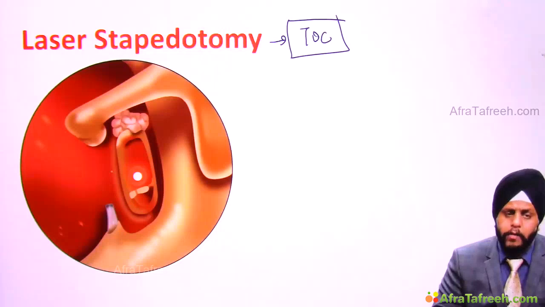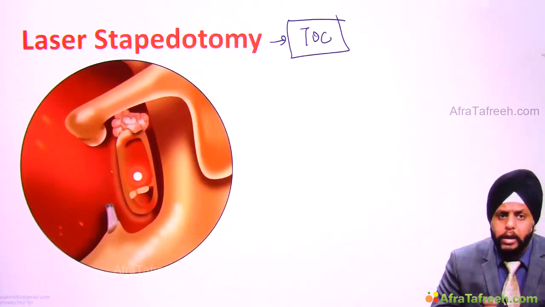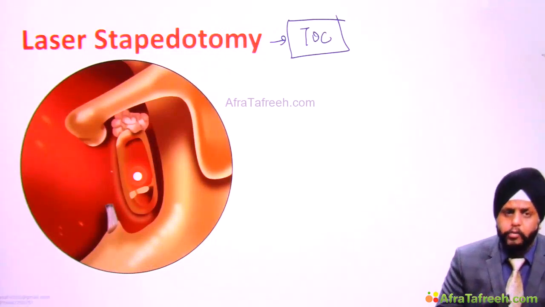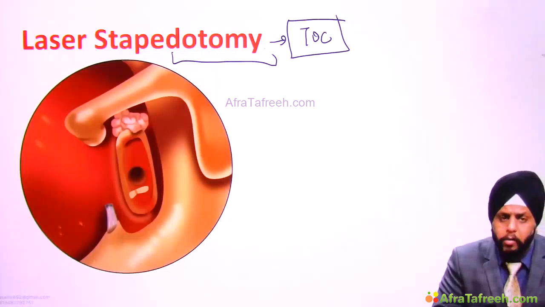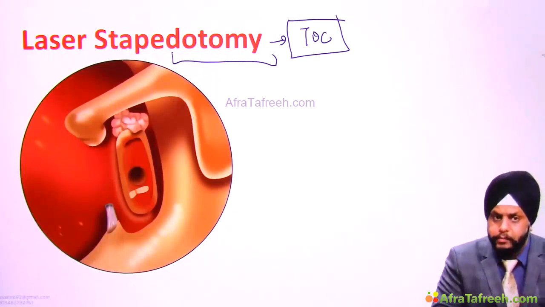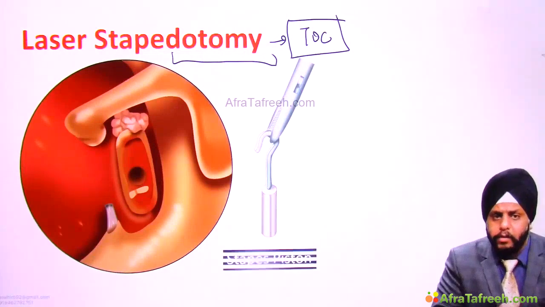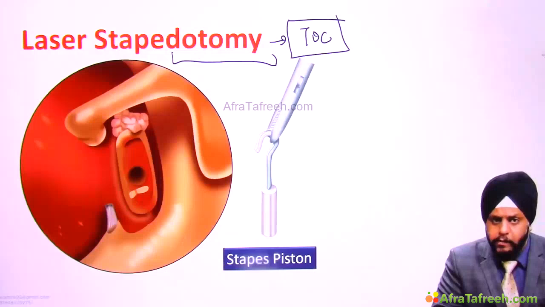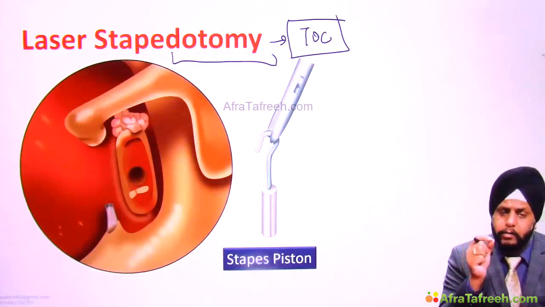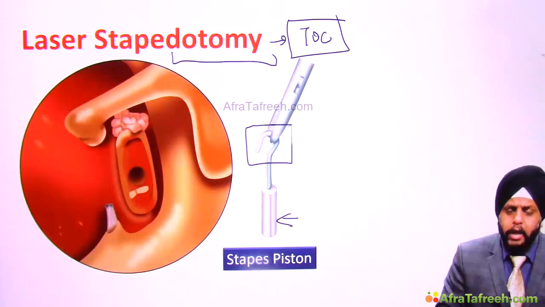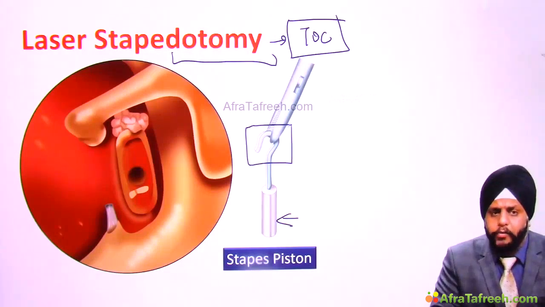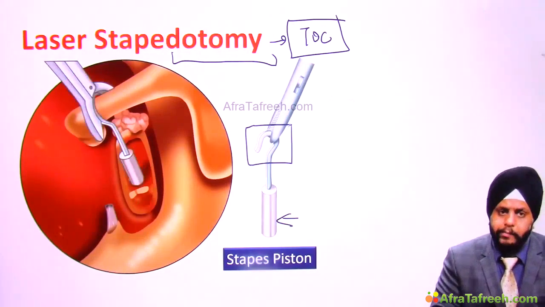Now we make a hole in the stapes footplate. Stapedotomy, the 'otomy' means making a hole. So now we have made a hole in the stapes footplate. And now we place a stapes piston. This is a stapes piston. This lower part will go in the footplate, and this upper part will be hung from the long process of the incus, like this.